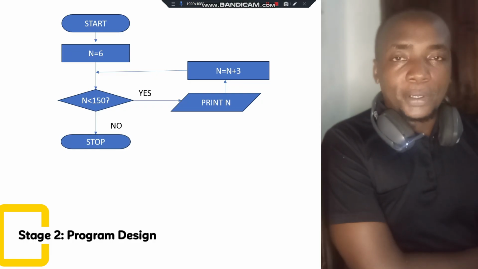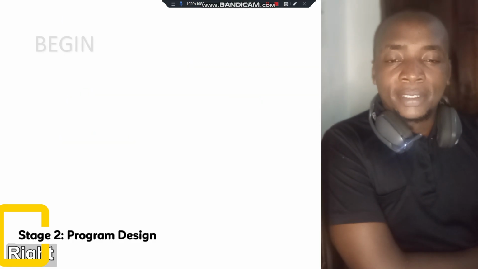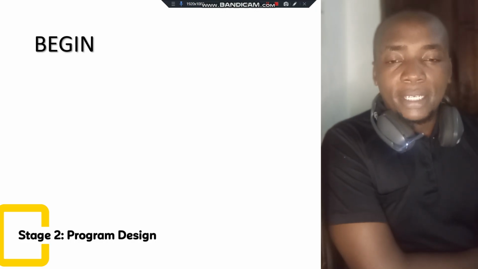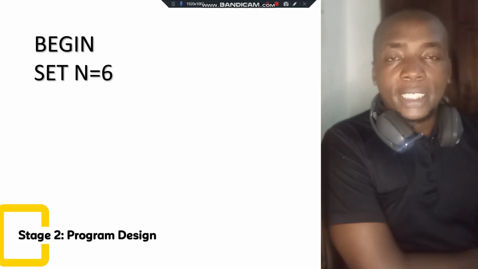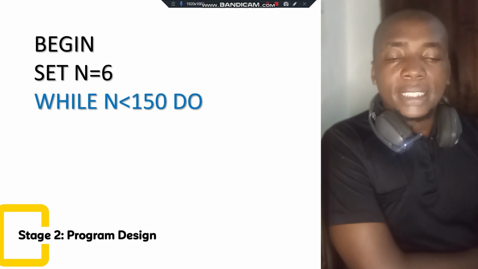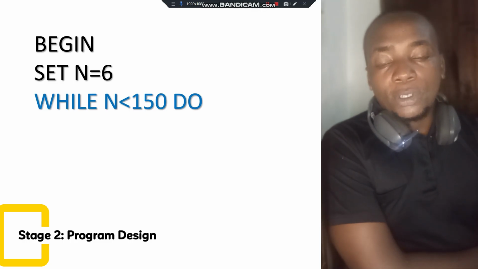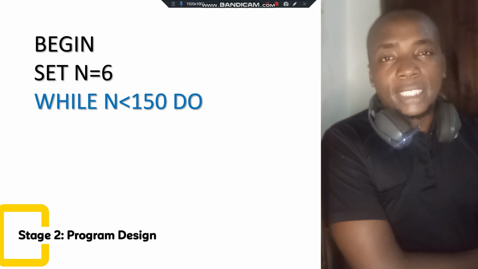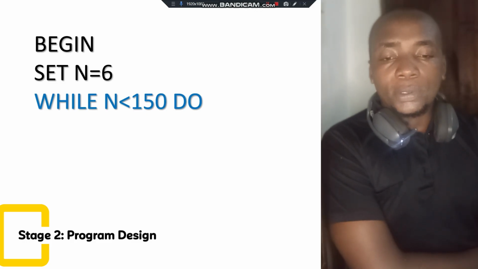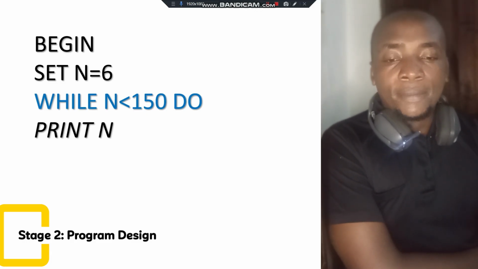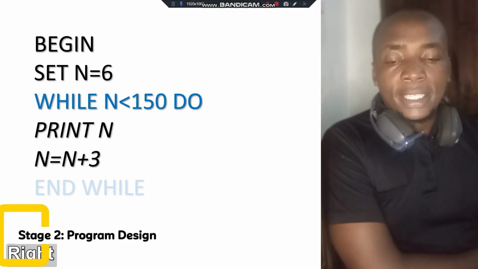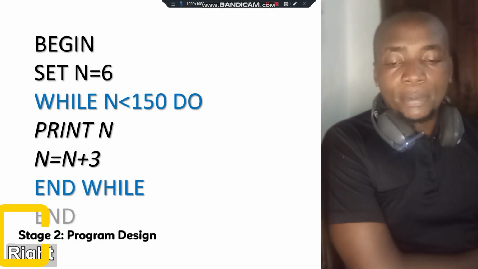Let us see the pseudocode version of this. It is just simple English statements. Begin. Then we set n to be 6. Then we check, is n less than 150? Here we're now just going to use normal English language. While n is less than 150, what are we supposed to do? Output n, increase it again. That's all. And the program ends.